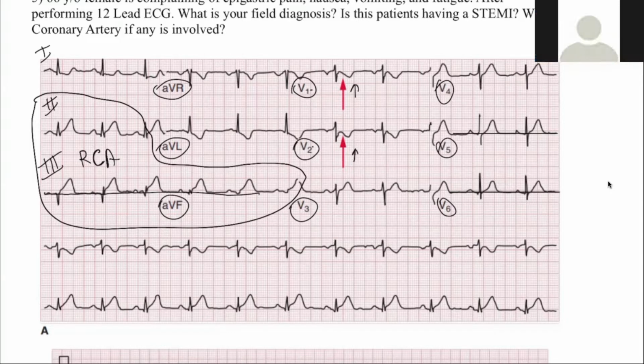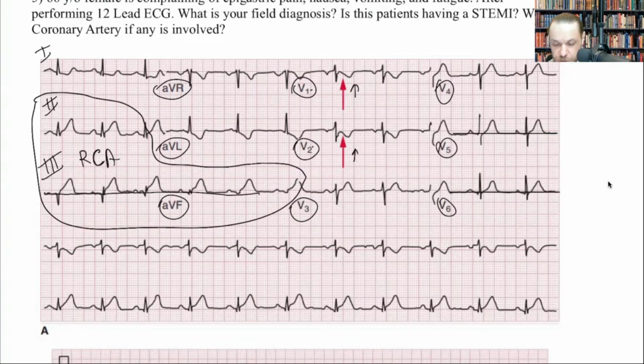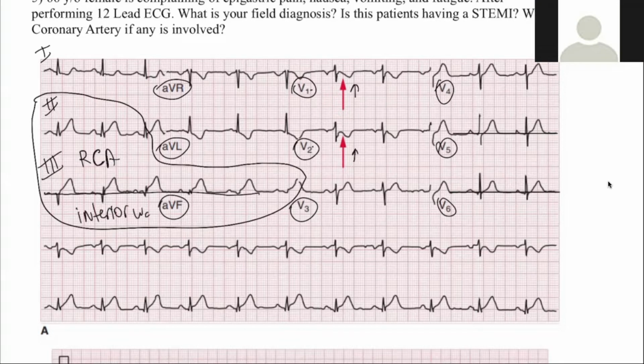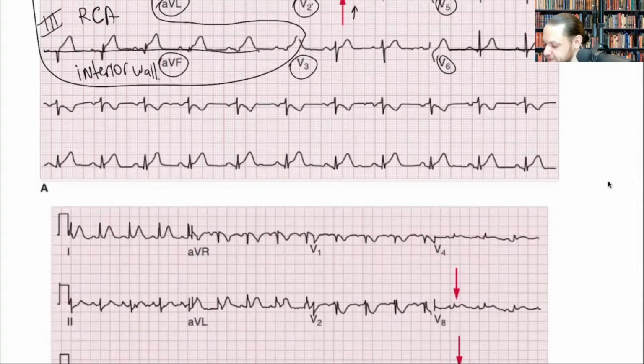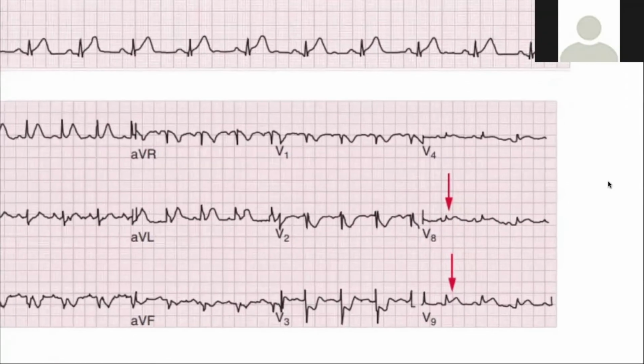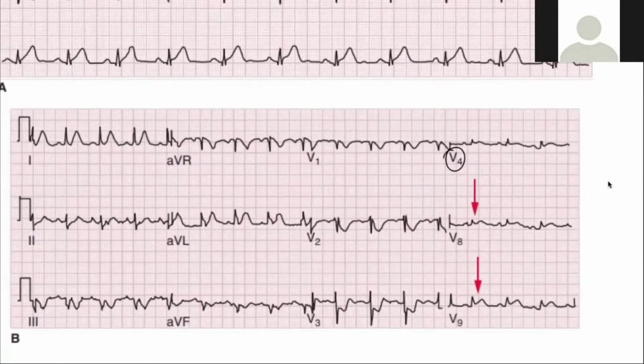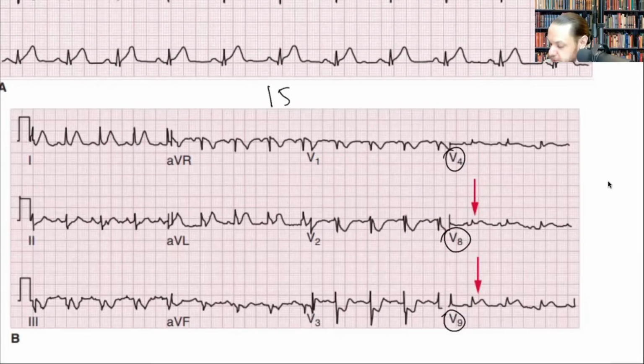So what is the big concern here? What do we need to do? We definitely need to call telemetry and get approval to go to a cath lab. Yeah, but is there any other EKG you want to perform? Because we have inferior wall, right? This is inferior wall. Honestly, I would move V4 over. Exactly. I would move V4 over. And probably move the 7 and 8. Exactly. I mean, 8 and 9. Apologies. So we're going to do a 15-lead EKG.